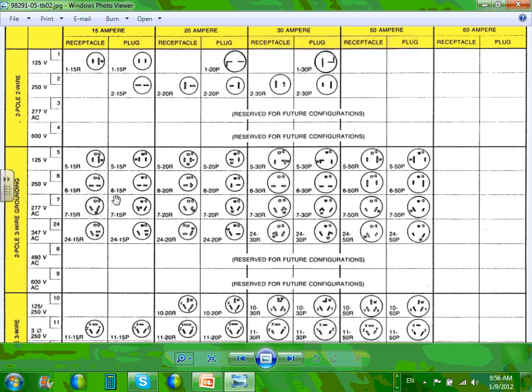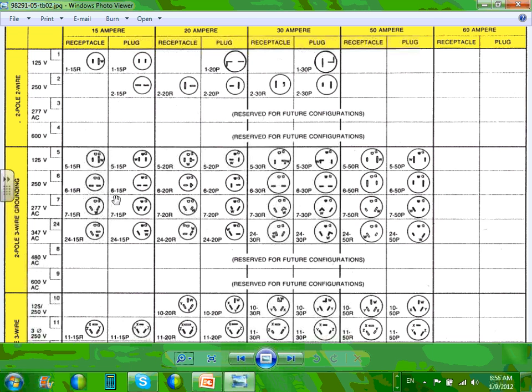Now if I want to go to 250, can you guys see that the voltage is slightly higher than the nominal voltage? The nominal voltage is 120. The receptacle is rated slightly higher so they can handle more stress. So 125, 250, that receptacle will be very commonly used on a 240 system. Here's all your 240 system.